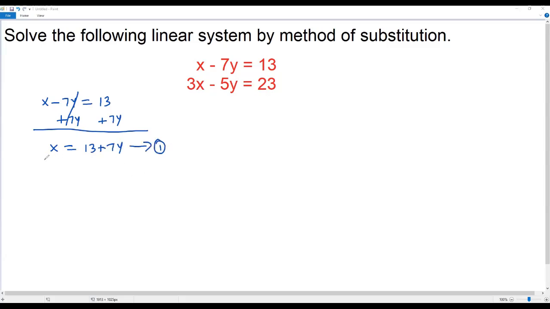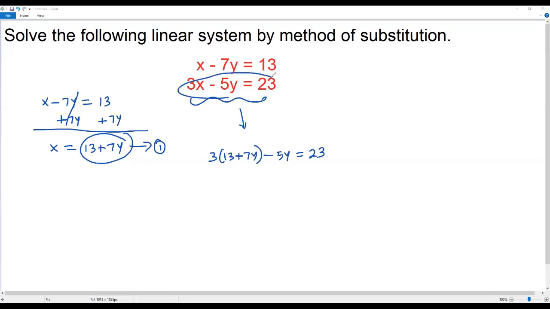Now here we have solved for x in terms of y, and we have x equals 13 plus 7y. So now what we can do is substitute 13 plus 7y for x in this equation. Because x and 13 plus 7y are equal, 13 plus 7y can be substituted for x in this equation over here. So let me do it. I replace this x by 13 plus 7y, 3 times (13 plus 7y) minus 5y equals 23.